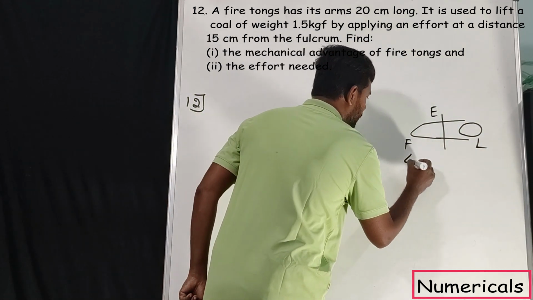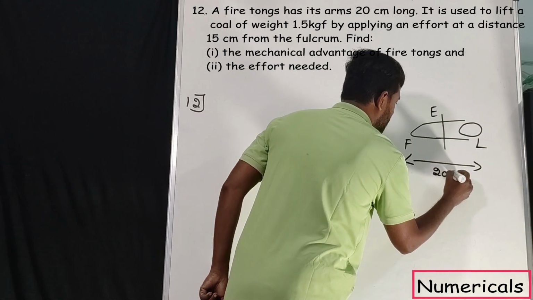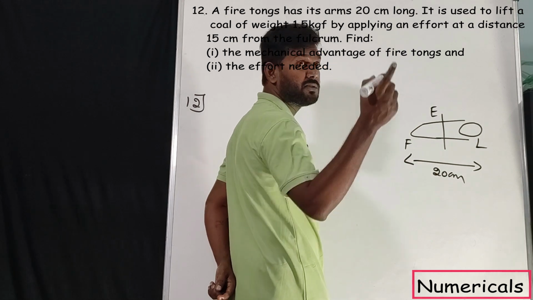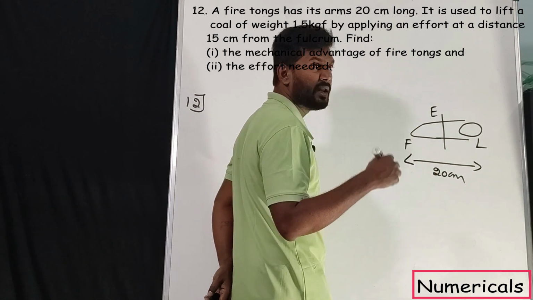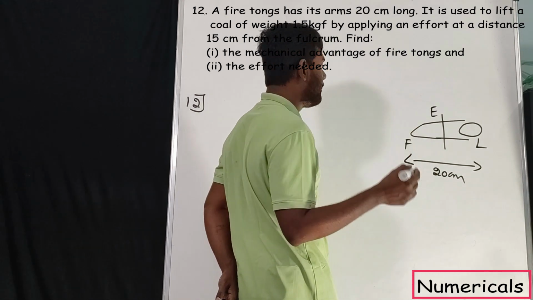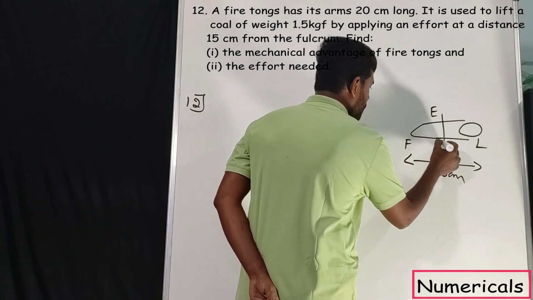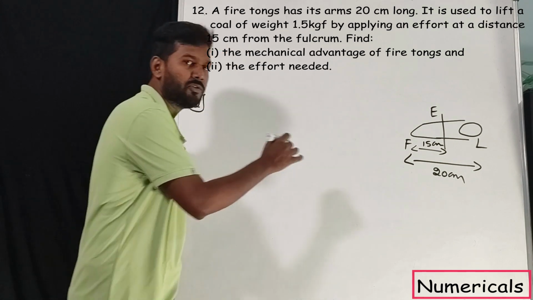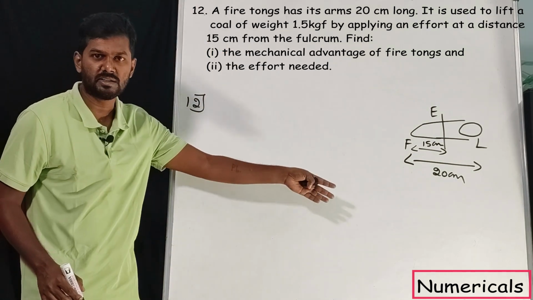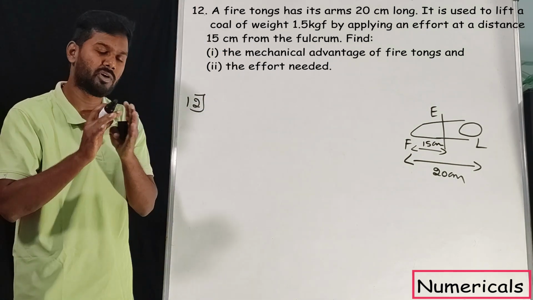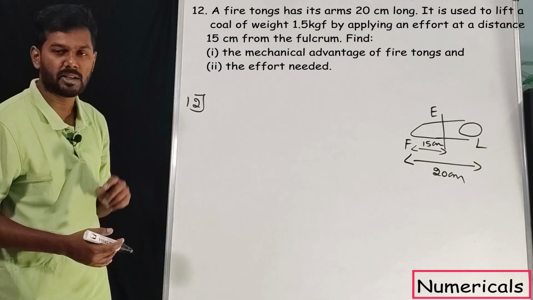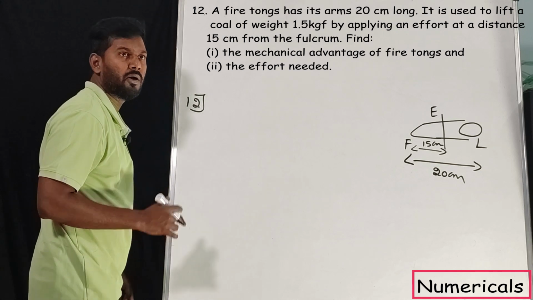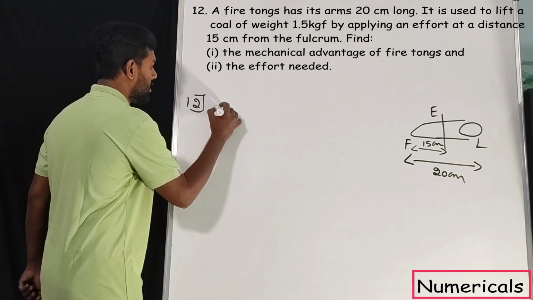Now what they have given: the complete distance is 20 centimeter, and for the effort arm, they have given that the effort is applied at a distance of 15 centimeter from the fulcrum. If you understand this, without drawing the diagram also it is fine. For your understanding I am drawing the diagram. Now we have the effort arm and the load arm, so we can find the mechanical advantage.